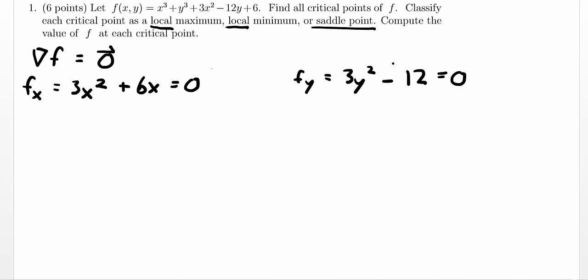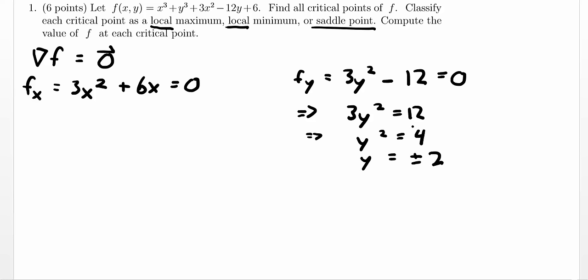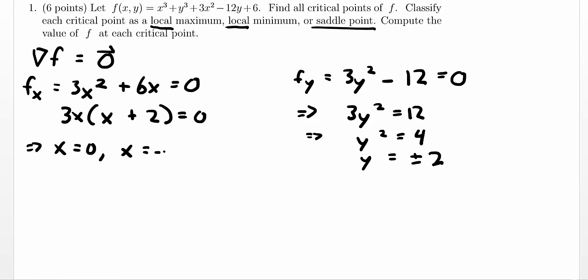Okay, so our job now is to solve both of these equations simultaneously. Starting with the second, which looks a little bit easier. So this implies 3y squared equals 12, which implies y squared equals 4, and y equals plus or minus 2. Now let's go to the other one. This one has a little bit of factoring, so we're going to factor out 3x times x plus 2. And this implies, of course, that x equals 0 and x equals negative 2.